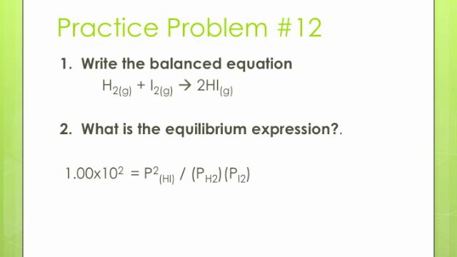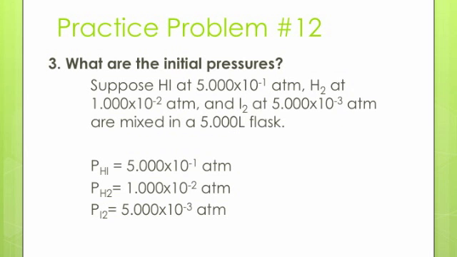Step 1. Write the balanced equation. Hydrogen gas plus iodine gas equals 2HI gas. Step 2. What is the equilibrium expression? 1 times 10 to the second equals pressure of HI squared divided by pressure of hydrogen gas multiplied by pressure of iodine gas. What are the initial pressures?